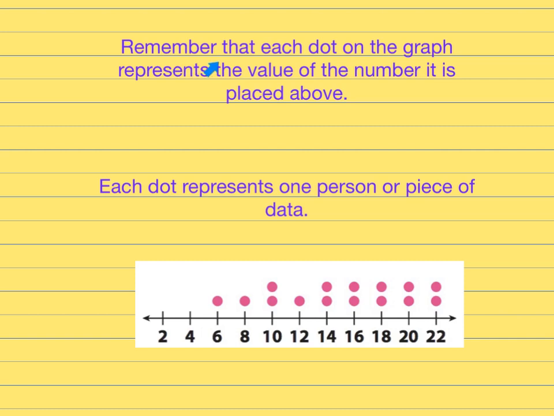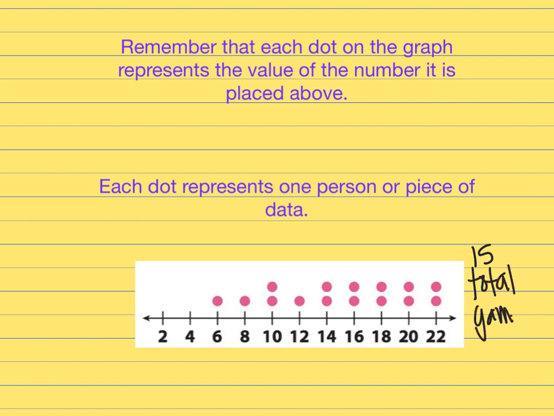Last thing to remember, each dot on this graph represents a value, and the value that it's representing is the number that it's been placed above on the number line. So this dot represents 10. Two times I scored 10 points. Also remember that each dot represents one different person or one different piece of data. So this was games that I played. If I needed to know how many total games I played, I would just count the dots. 1, 2, 3, 4, 5, 6, 7, 8, 9, 10, 11, 12, 13, 14, 15. So I have 15 total games, maybe.